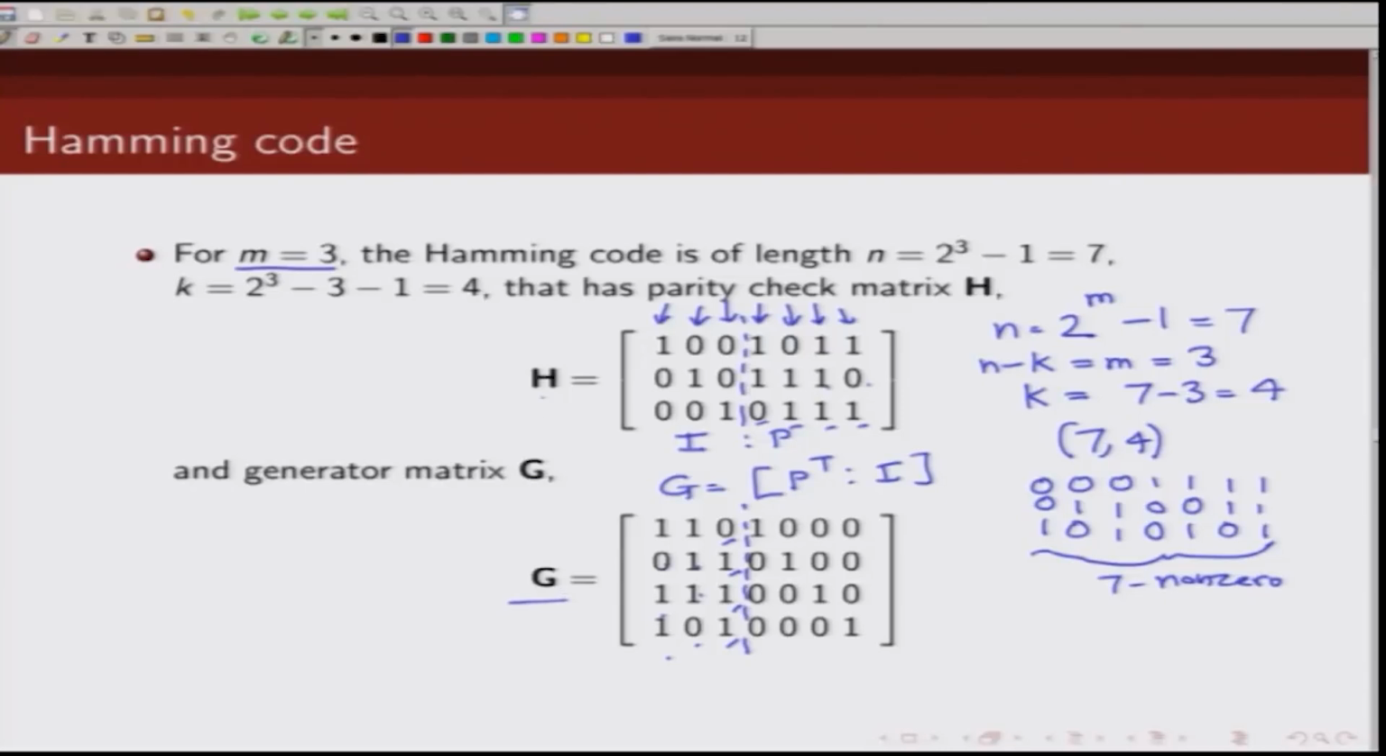The point to be noted here is, once you fix your m, all other code parameters are fixed. n is fixed, right, because n is 2 raised to the power m minus 1 and the number of parity bits is equal to m. So, for the Hamming code, once you fix m, the other parameters of the code are fixed.